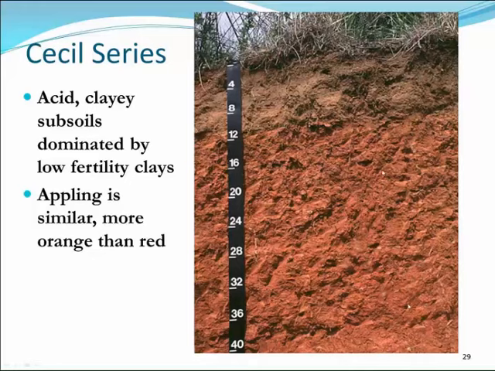So most of the Cecil would have formed from the rock underneath, and you can tell that because the rock underneath has mica, and the Cecil series has mica in the lower subsoil. That mica is gone from the upper subsoil and the topsoil because it's weathered away. These soils are very acid, but they can be fertilized and limed and then used for production.